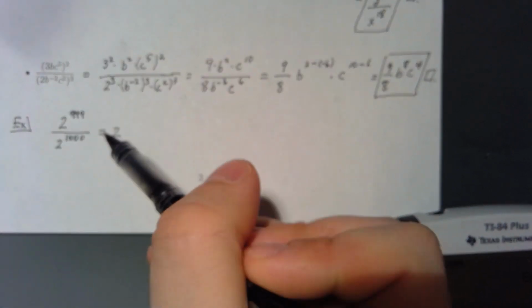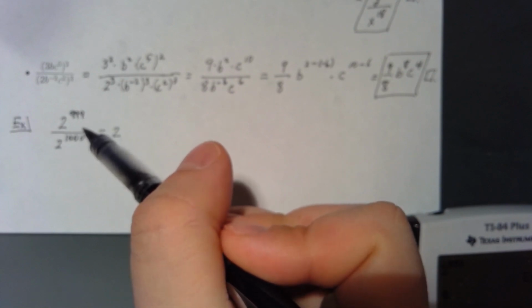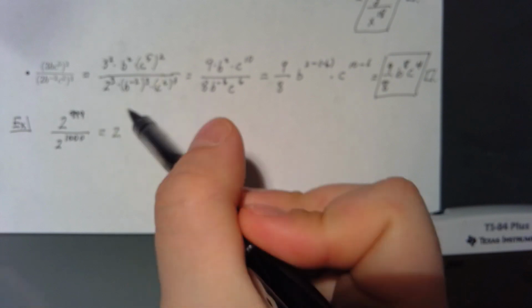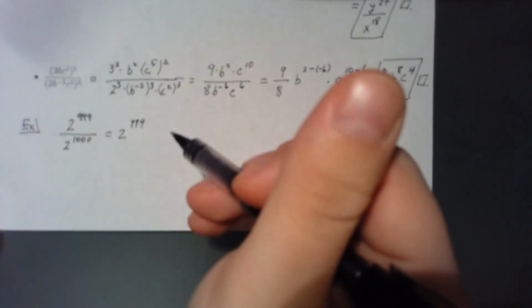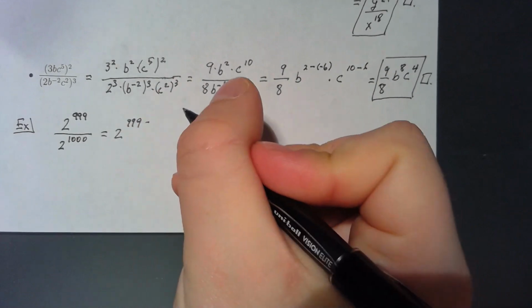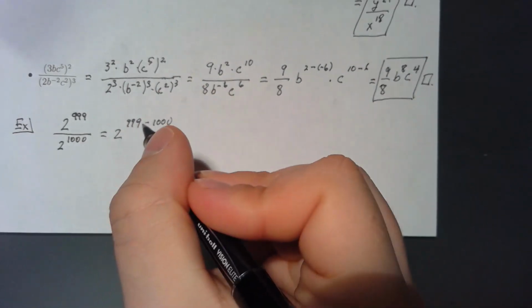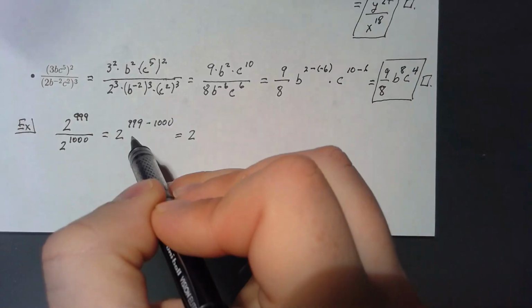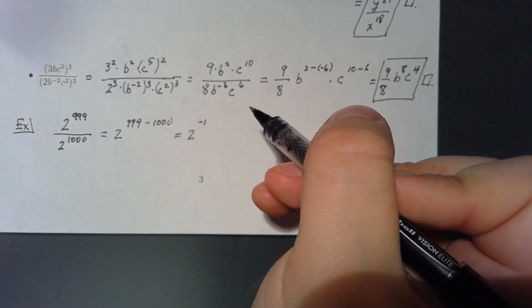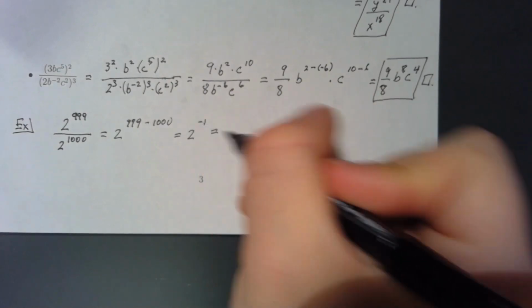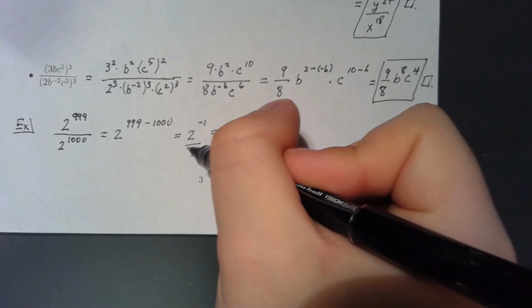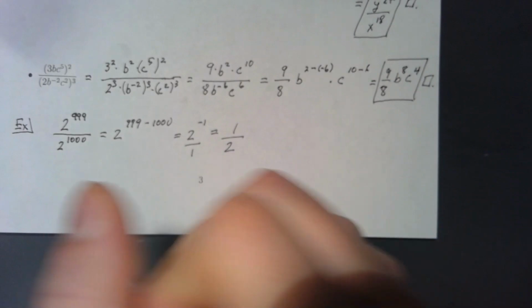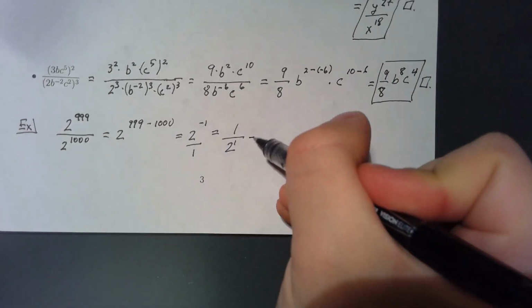2 to what power? The difference of the powers. So it's going to be 2 to the 999th power minus 1000th power. If you do that, that's going to be 2 to what power? What's 999 minus 1000? That's 2 to the negative first power. How do I make that positive? Flip it. This is over 1, isn't it? So if I bring it down here, it becomes 1 over 2 to the first power, which is obviously just 1/2.